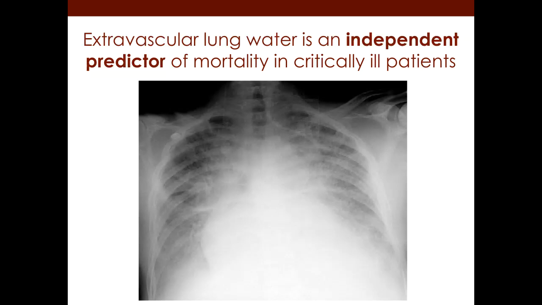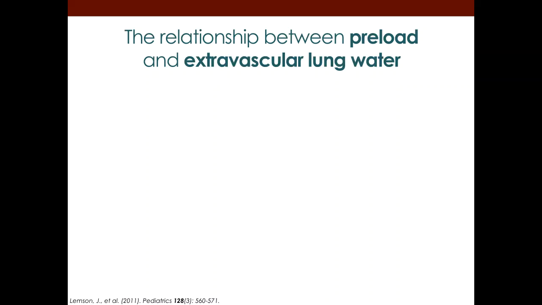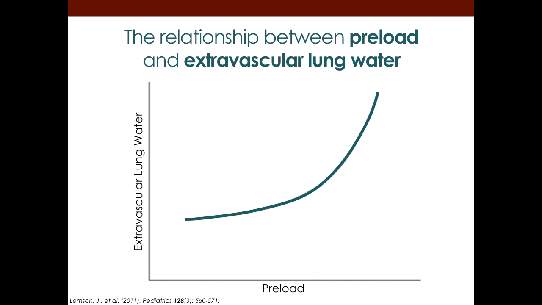And so it should now be clear to you that when you're fluid resuscitating your patient, you should really understand the relationship between extravascular lung water and preload. So let's talk about it. We already talked about the Starling curve, which is the relationship between preload and stroke volume, but the relationship between preload and extravascular lung water is equally important, and it looks something like this. What I want to point out to you about this curve is that it has an inflection point. And once you get past that inflection point, then a small change in preload can result in quite a big change in their extravascular lung water.